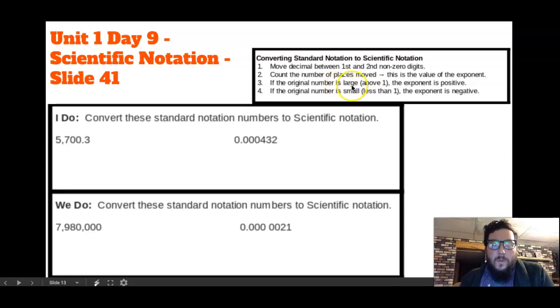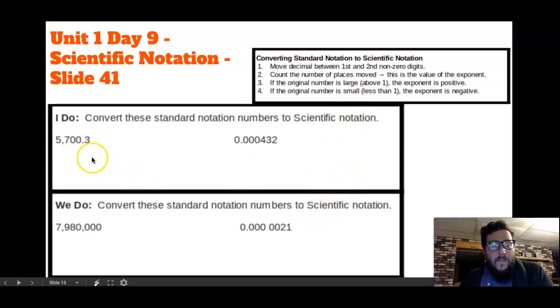If the original number is large, meaning it's above 1, the exponent will be positive, and if the original number is small, meaning less than 1, the exponent will be negative. So I'll go over these first two, and then I'd like you to pause and do the we do problems.